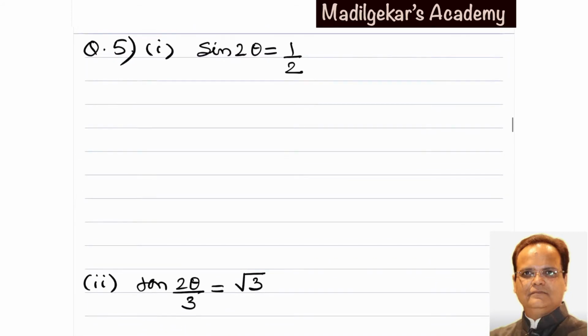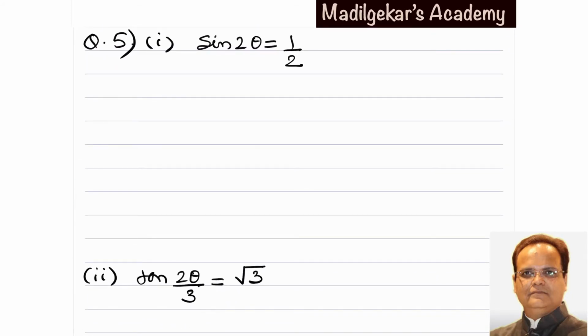Next, question number 5. Here also we have to find the general solution. As you can see, the angle is a double angle. It doesn't matter whether the angle is a double angle, half angle or theta. You have to solve by the same method.